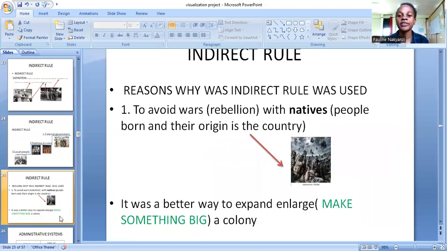Under indirect rule, I also gave reasons why indirect rule was used. And as you can see, I used the green color for alternative words, and the picture with the arrow showing what I'm talking about.